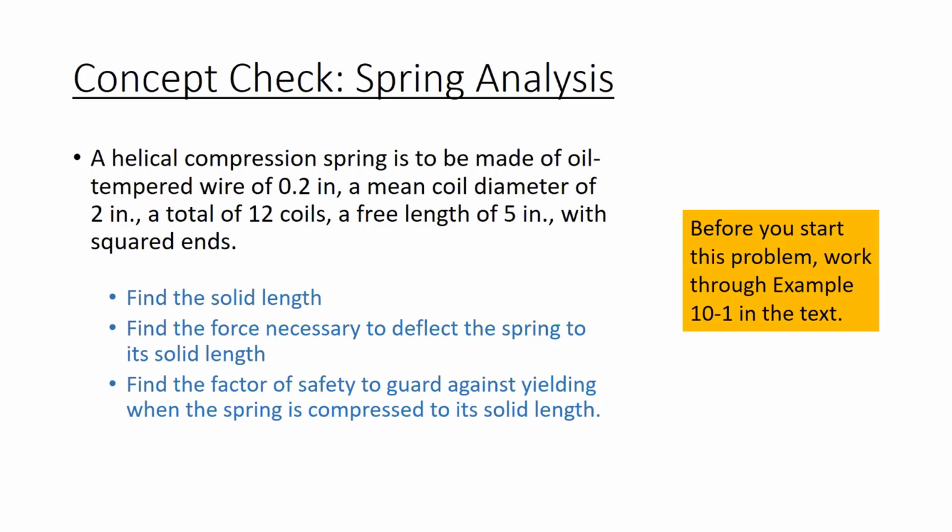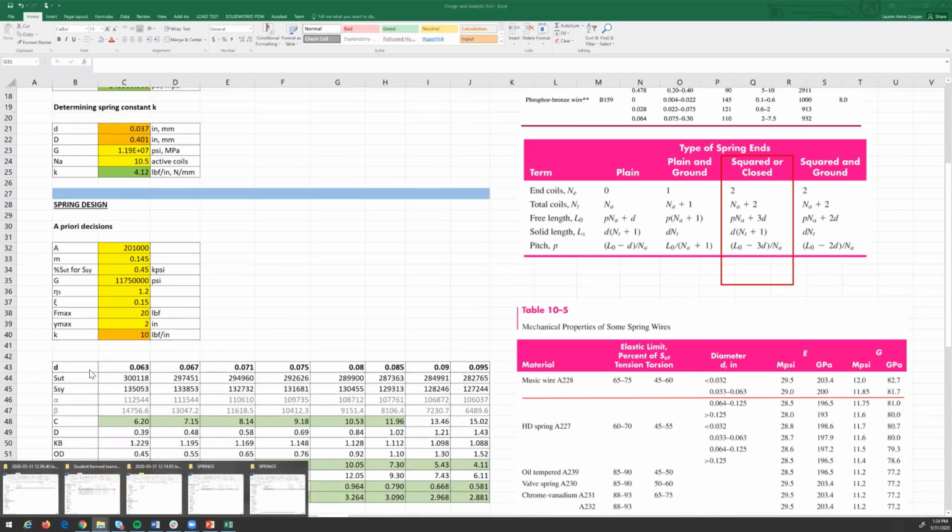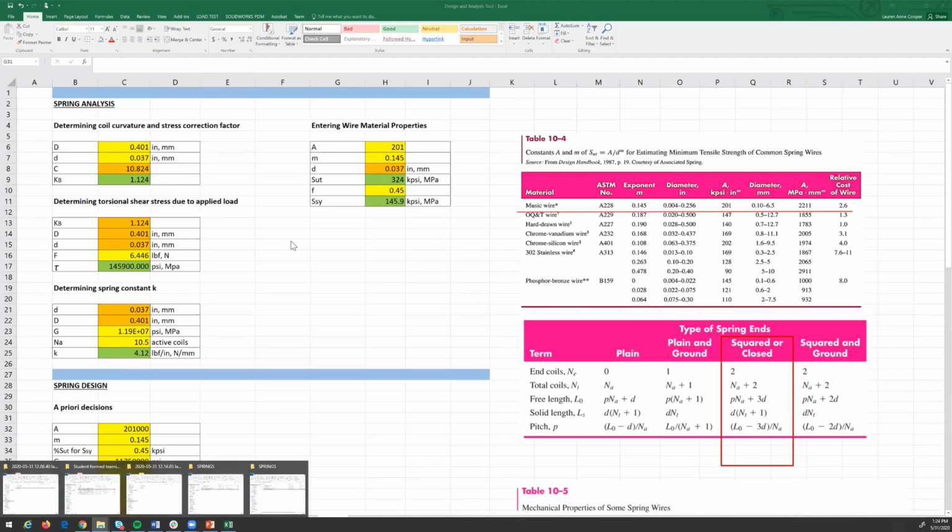So I know we haven't talked in depth about the solid length versus the free length and what strength we compare the stress to find the factor of safety. So that's why I'm suggesting that you work through example 10.1 in the text before you start this problem. And then next I'll show you my analysis tool. I have a spring analysis section and then a spring design section. So right now you should just start building your spring analysis section.